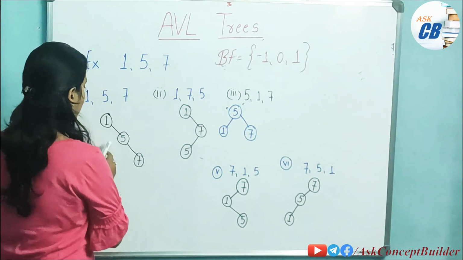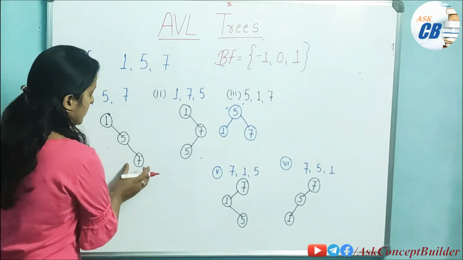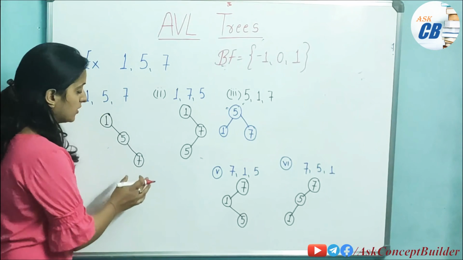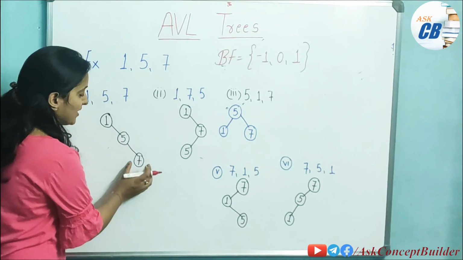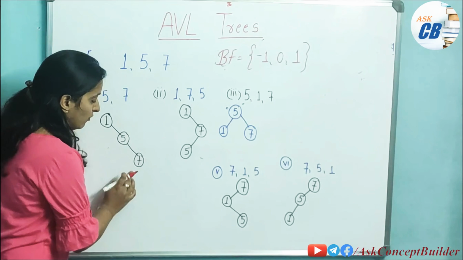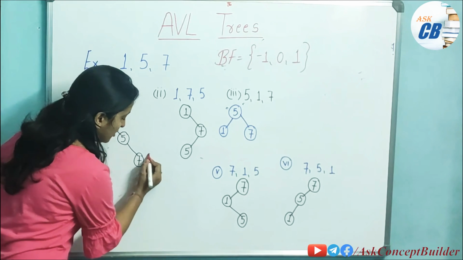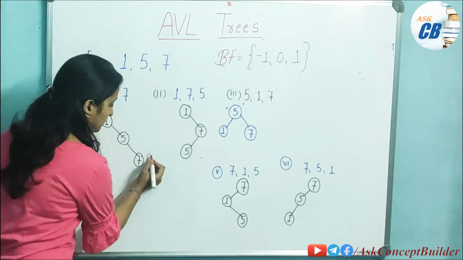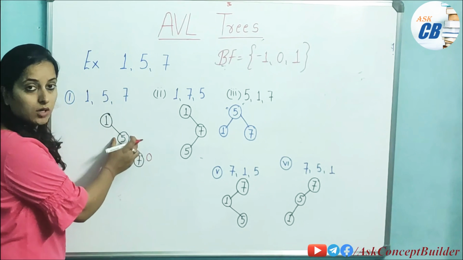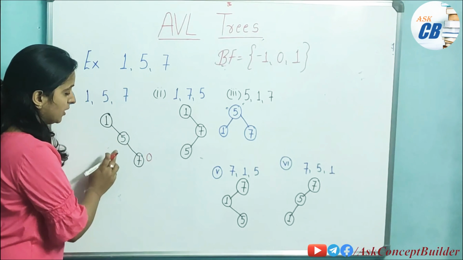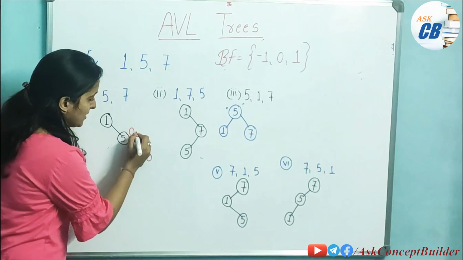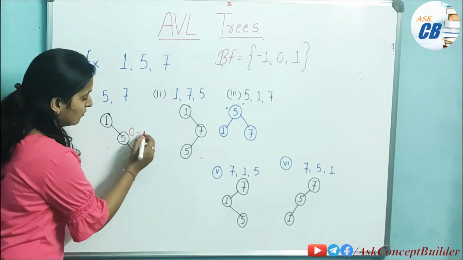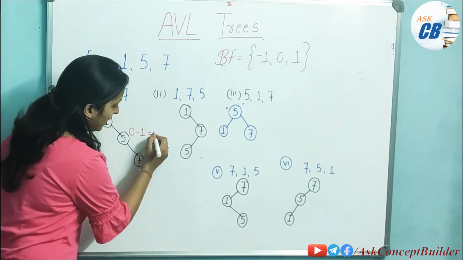Okay, now see, I will start from this one. So see, this is your leaf node. Now what is the balance factor for this node? Height of left subtree minus height of right subtree, that is 0. Okay, now for this node, height of left subtree 0 minus height of right subtree, that is 1. So 0 minus 1 is minus 1.